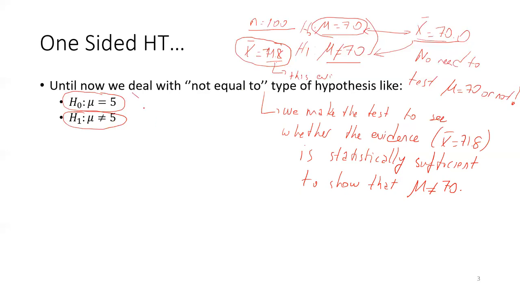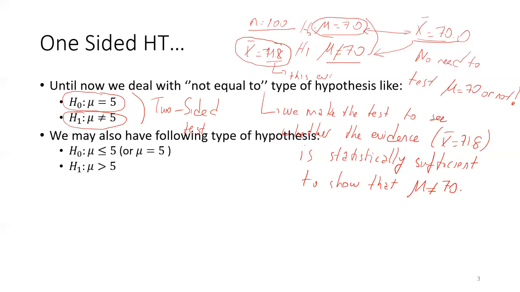This is what we call a two-sided test. Now we also have one-sided tests. We may have something like this: let's say mu is equal to 5 versus mu is greater than 5, or mu is smaller than 5 versus mu is greater than 5. So when we use a single-sided test like this, instead of the null hypothesis being an equality, we may use both of them. We may just write both of them.